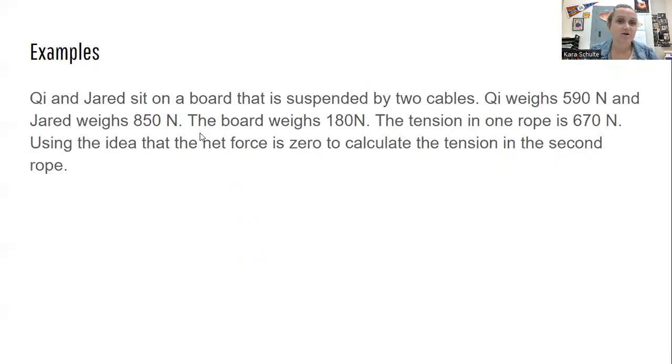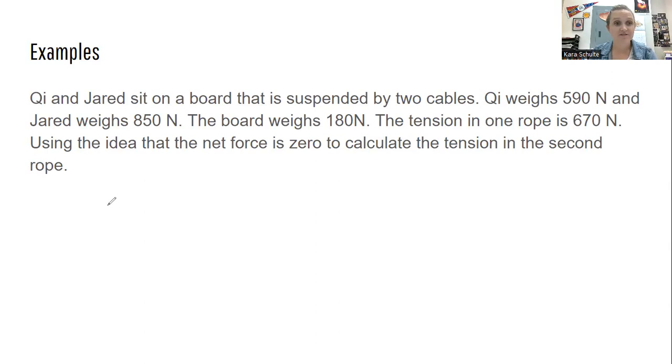Key and Jared are sitting on a board that's suspended by 2 cables. Key weighs 590 newtons and Jared weighs 850 newtons. The board weighs 180 newtons. The tension on one rope is 670 newtons. Use the idea that net force is equal to 0 to calculate the tension in the second rope.